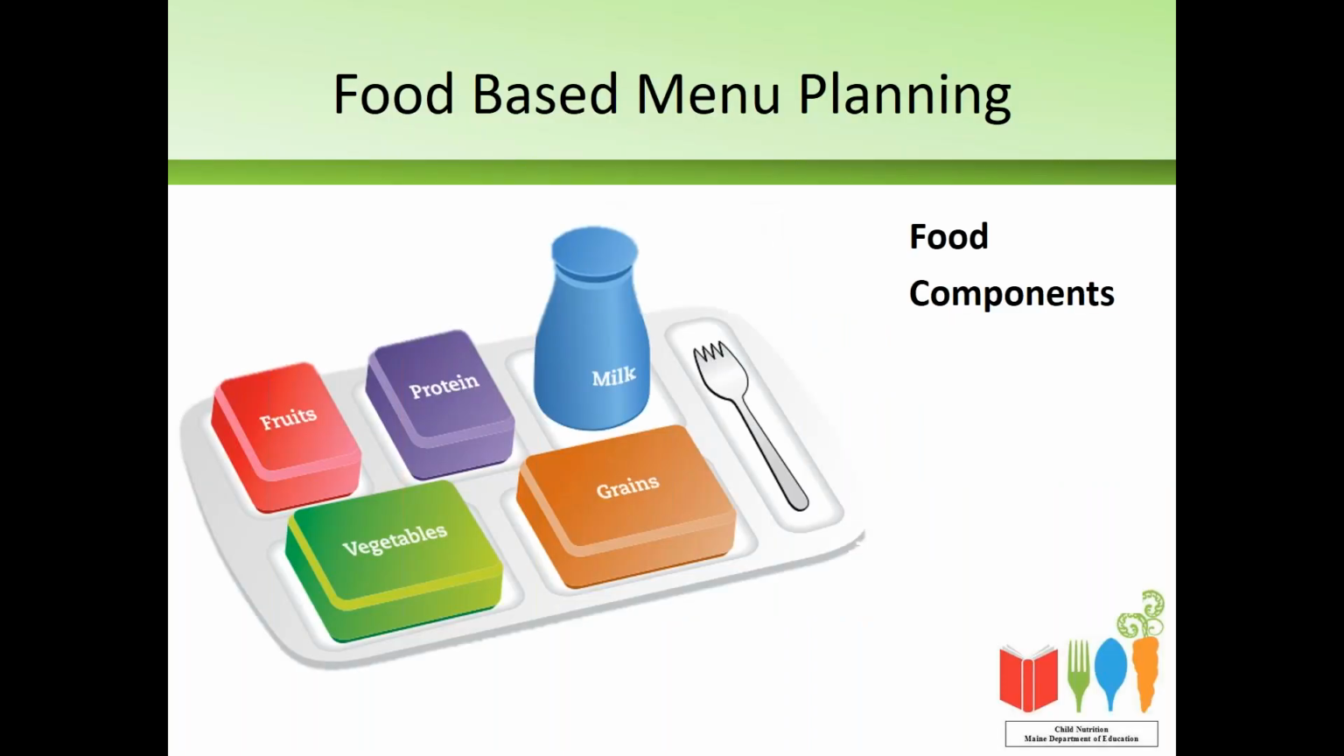First, let's talk about the menu planning approach for school meals. School meals are built on a food-based menu planning approach. Menus are planned based on food groups, or what we call food components. There are 5 food components that make up a school lunch meal. This includes fruits, vegetables, protein, or meat alternate, grains, and fluid milk.